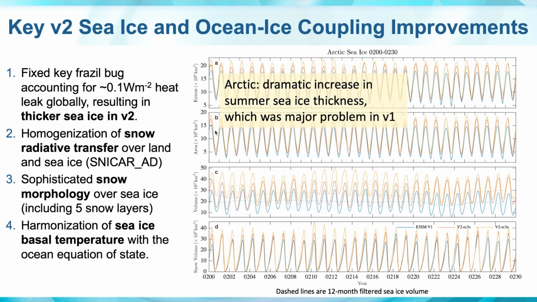There was a lot of work on sea ice and sea ice ocean coupling improvements. Steve Price will go over the details of those improvements in the next talk. Let me just highlight a few things. There's a dramatic improvement in the Arctic with an increase in the summer sea ice thickness. That was a major problem in V1. We were losing almost all the ice in the summertime, even in pre-industrial conditions, and that is now much better in V2.